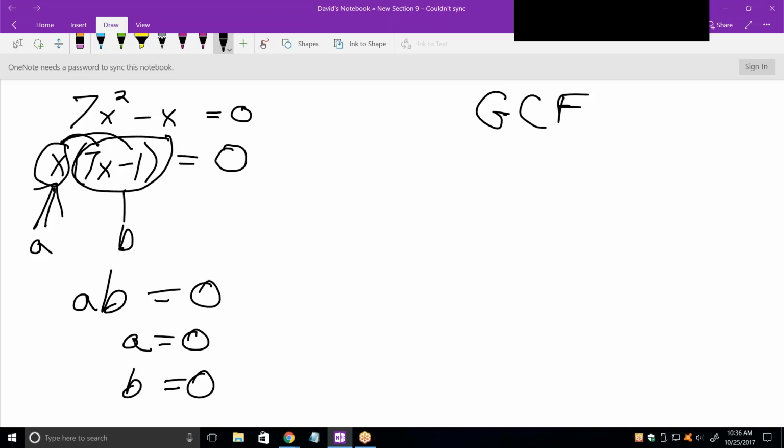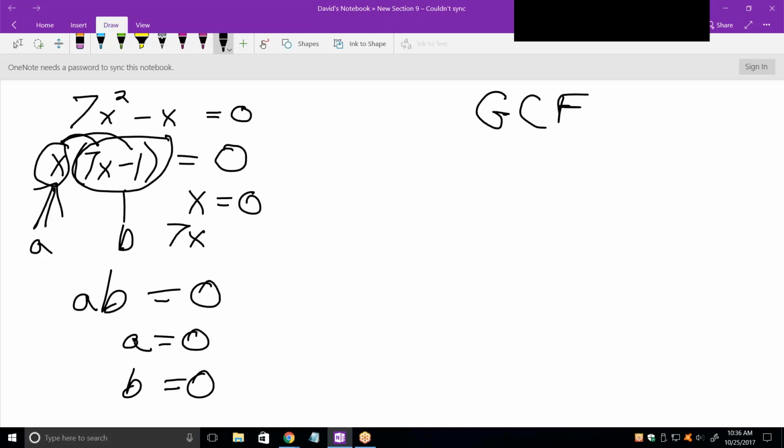Now, the first one, the answer is x equals 0. But the second one is not. In other words, there are two answers for x. You always have two answers for x when you're looking at quadratics. How do I solve for b? We'd have to solve for x, but what do I do? Would we make this 7x minus 1 equal to 0?